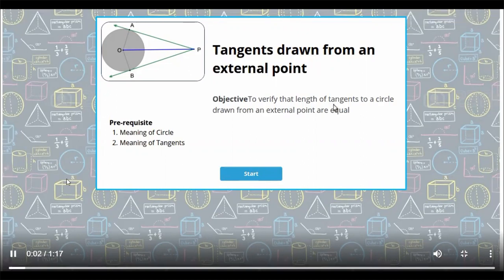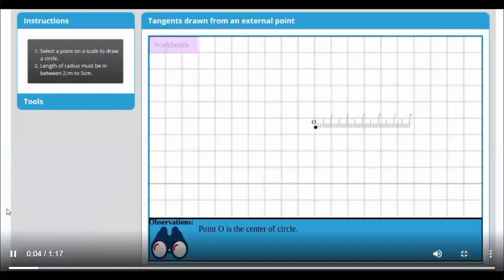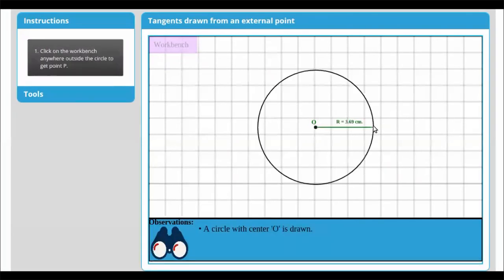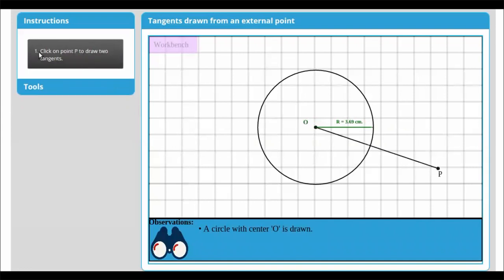So 10 minutes left. Just see this video. Select a point on a scale to draw a circle. Length you can take between 2 to 5. Click it. You will get the circle. Then click on the workbench, any point outside. Okay. Then draw two tangents. Click on P again. You will get the two tangents.